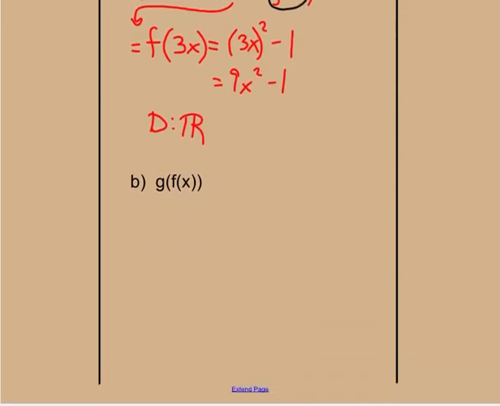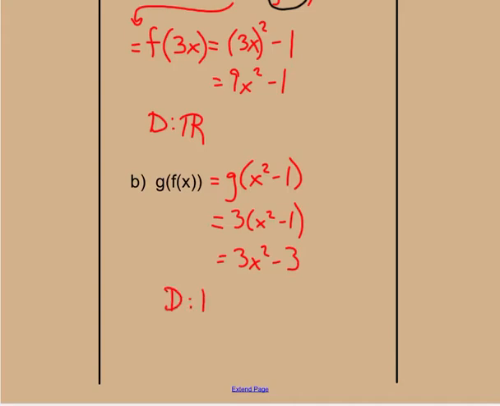Next, we're going to do it the other way. We're going to take the f function and put it into the g function. So replacing the x, just the x, in the g function with x squared minus 1. Simplifying, we distribute our 3. And the domain of the f function is all real numbers, as well as our composition. So far, easy domains.